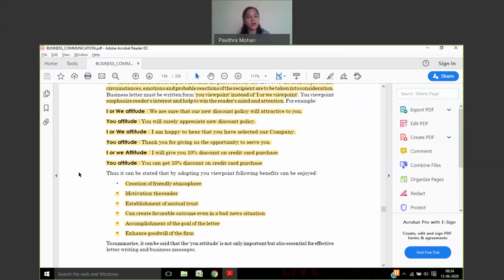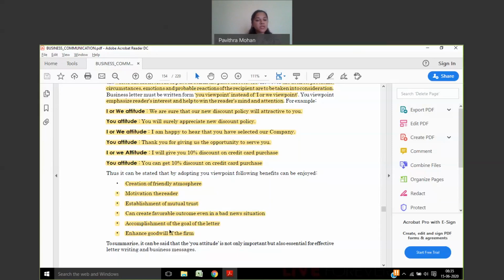When I'm drafting my document, in order to win my reader, I will always have to follow something called the you attitude. Why will this be beneficial to the company? Because it helps in creating a friendly atmosphere, motivates the reader in the long term, and establishes mutual trust between the reader and the writer. It can create a favorable outcome even in bad situations, when there is a negative message, or they are not happy with our product. It will be easier for us to convey a message, and they can at least be satisfied if they are not completely happy.